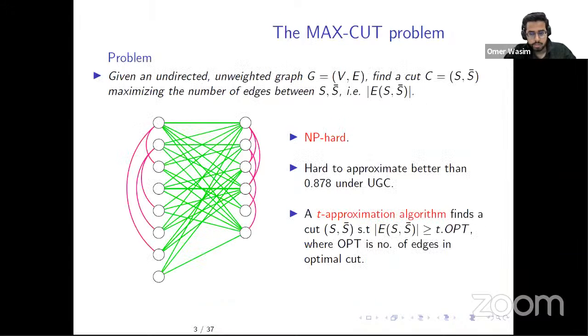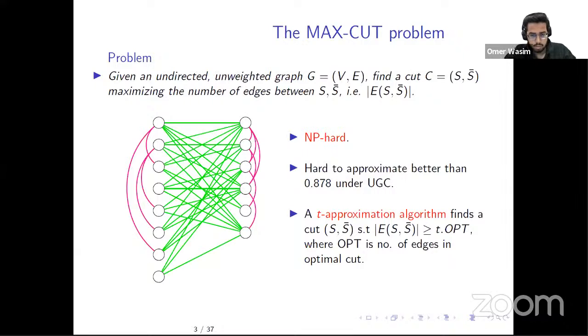So let me just start with the basic definition of the max cut problem. Given an undirected, unweighted graph, we want to find a cut, which is just a partition of vertices into two parts, S and S bar, such that the number of edges between S and S bar is maximized. In this picture on the left, you can see the green edges, which are the cut edges, and the pink edges, which are the non-cut edges. And you want to find such a partition.